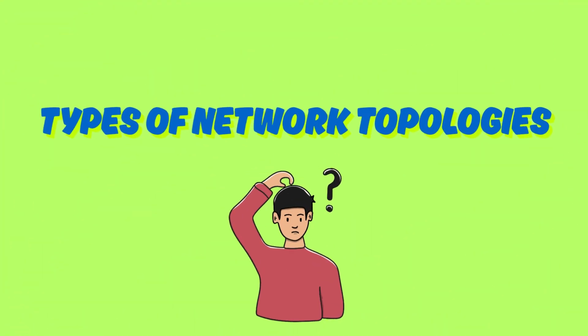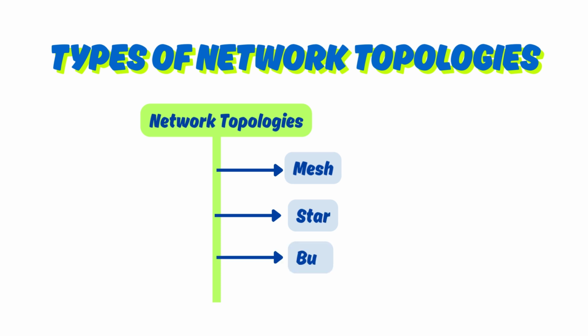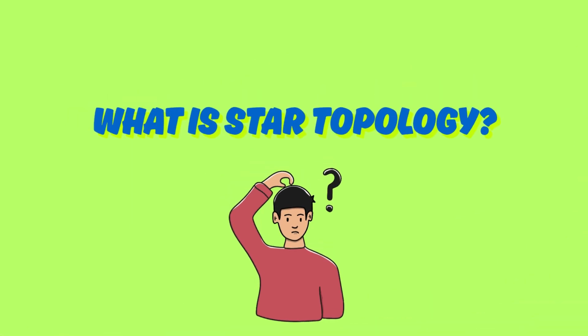Network topology can be categorized into four types: mesh, star, bus, and ring. As mentioned, we have discussed the mesh topology in the previous video. Now in this video, we will be talking about the star topology, one of the most common types of network. In this section, we are going to discuss what a star topology is.